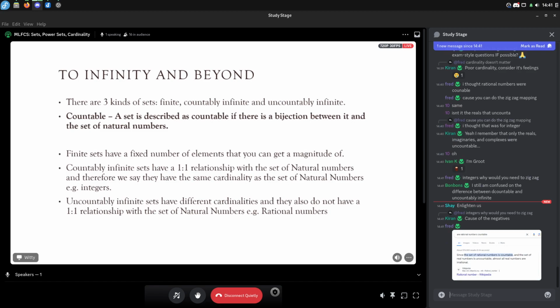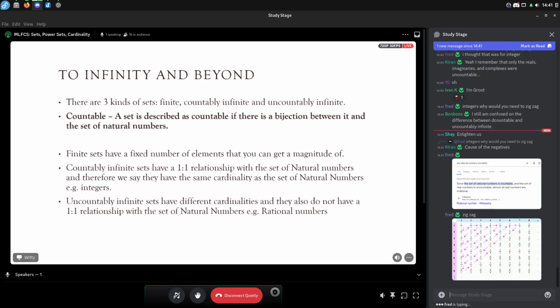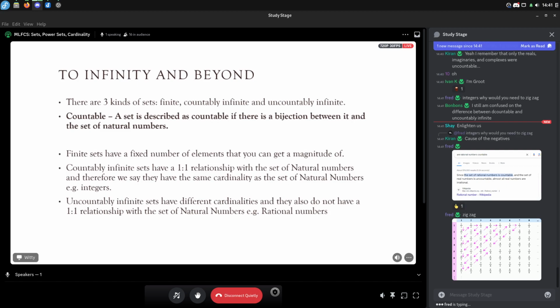That is countable. Almost all real numbers. Rational numbers are uncountable or countable.